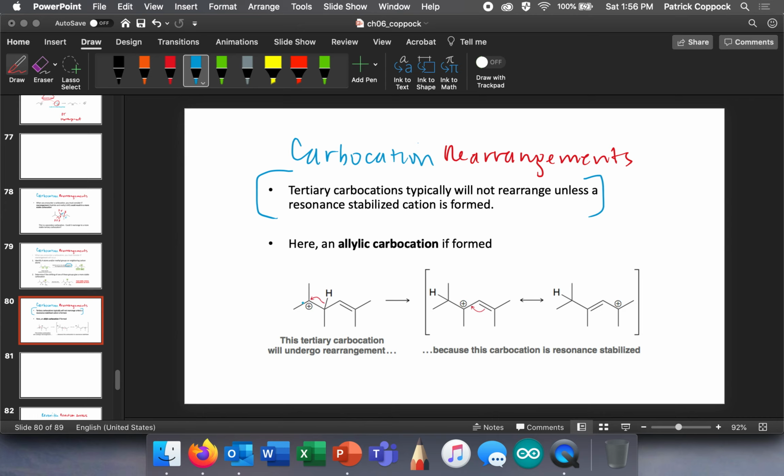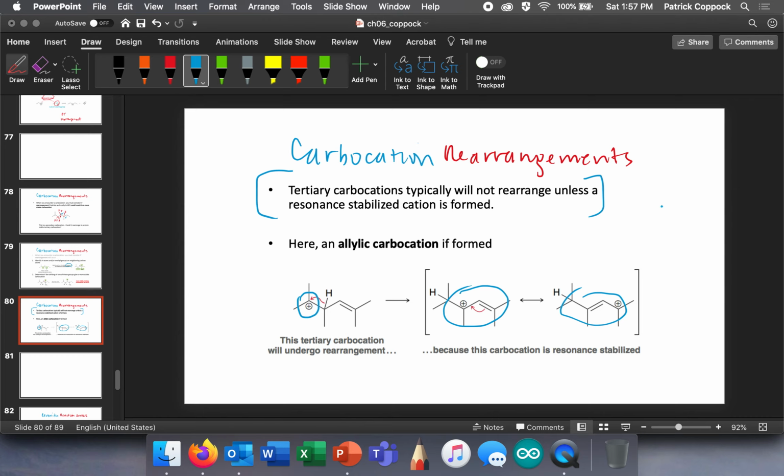So in this case, I've got a tertiary, right? Under normal circumstances, I probably would think nothing of it. But look at this. If you've got a hydrogen that can shift over, then you've got resonance stabilization. See that? And so in that case, you can get carbocation rearrangement. So watch out for it.